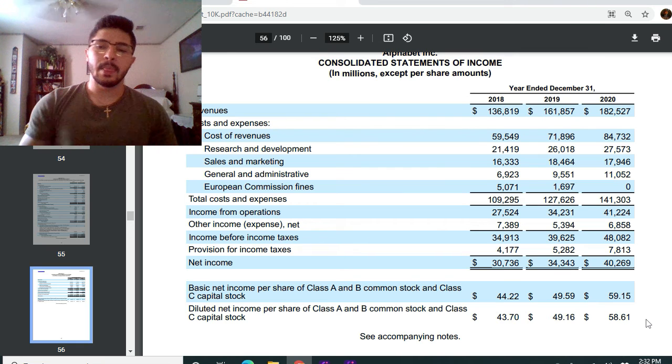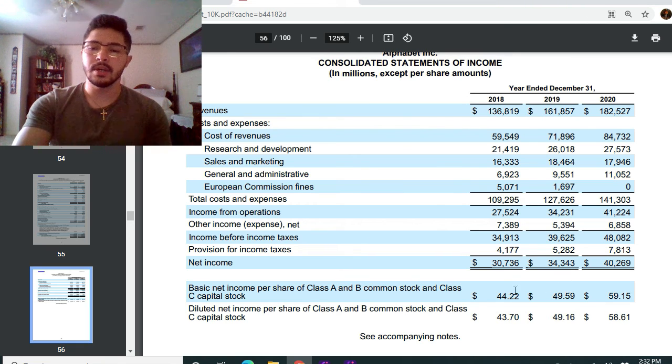But nonetheless, you can honestly work this out on your own. If you don't trust them, you can just get the net income and then divide it by the number of outstanding shares that the company currently has. So in doing that, you can calculate this yourself.